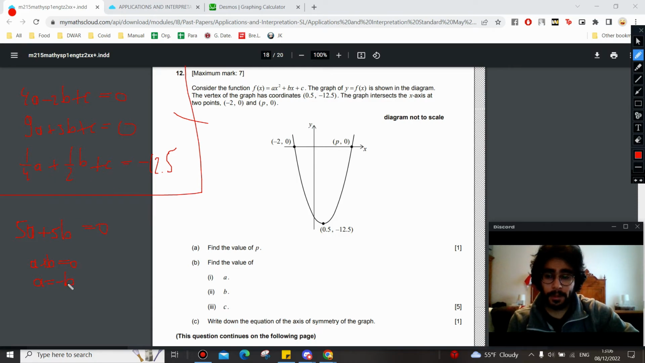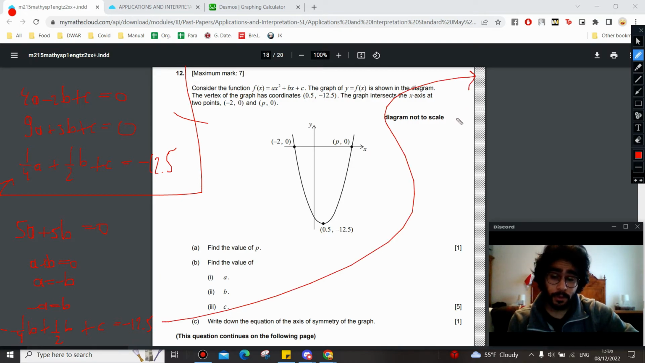Now I will do the same by plugging in. I also have minus a equals b. That's also fine. Instead of a, I will plug in minus b now in this third equation. Let's do that. I will have 1 over 4, well, minus 1 over 4 b plus 1 over 2 b plus c will be equal to minus 12.5. Well, minus 1 over 4 b plus 1 over 2 b will be equal to 1 over 4 b just, and plus c will be equal to minus 12.5.